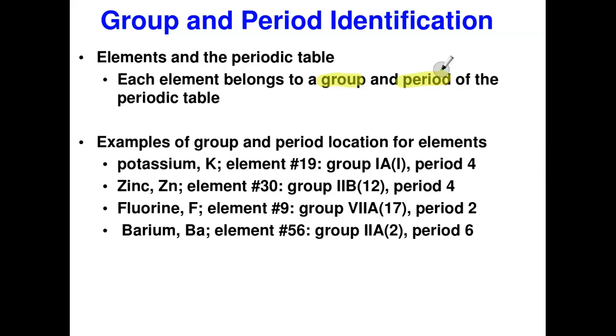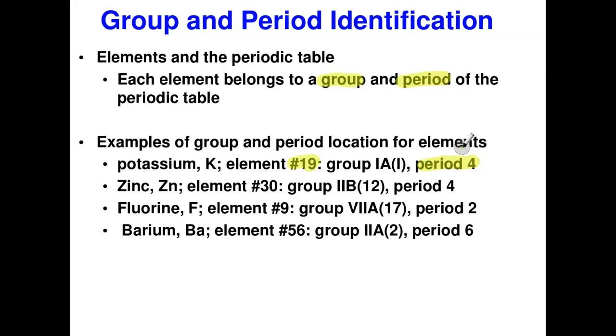Examples here, if you look at the first example I have here, potassium, of course, is a group 1 element. It's element number 19. It is a group 1A element according to the American designation, which is group 1 in the periodic table, and it is in period 4.